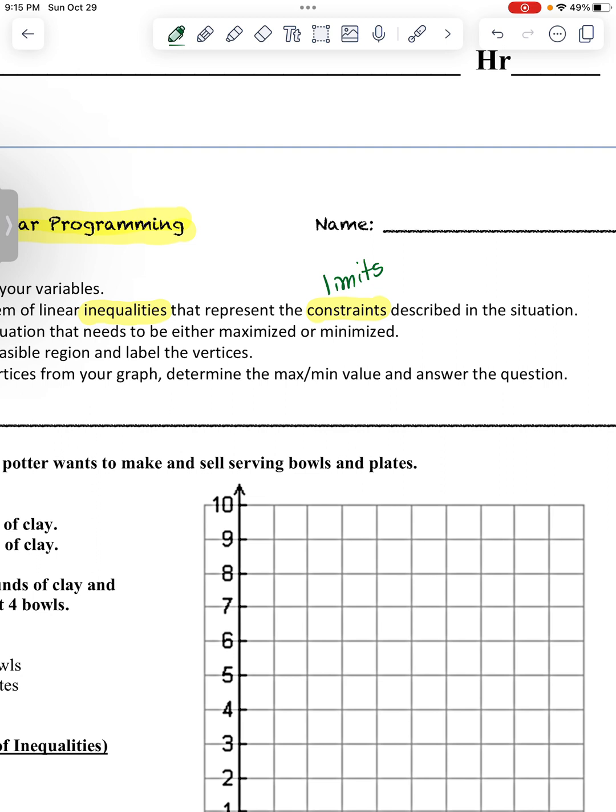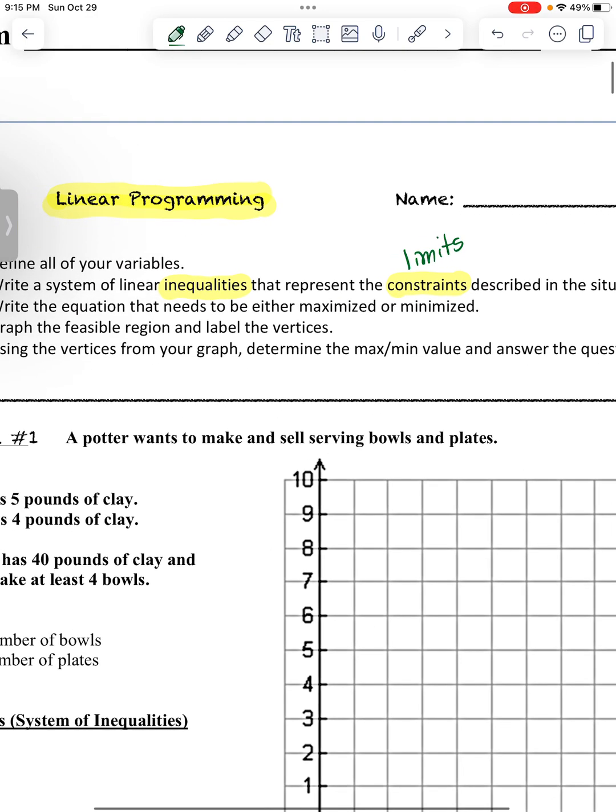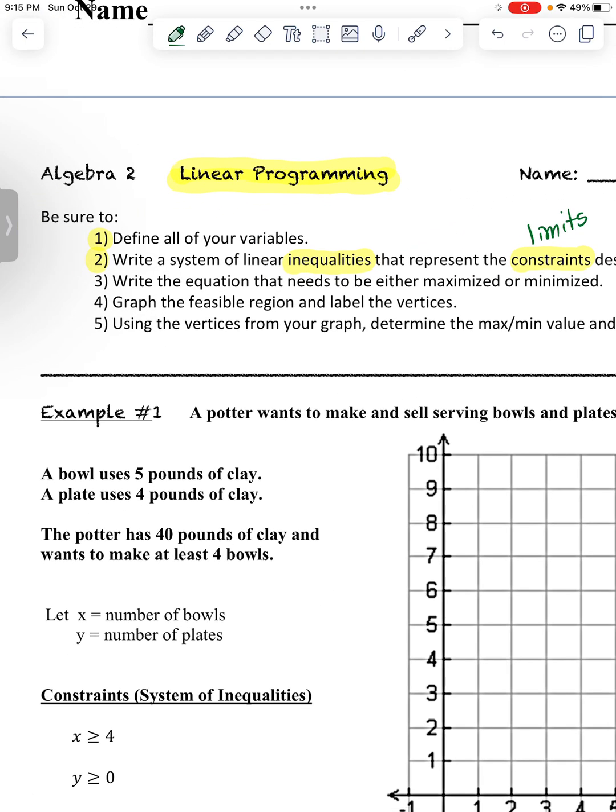So sometimes it's like, oh, I only have $100 to spend. So that's your constraint, your limit on money. Maybe you are making cookies, but you only have so much flour, and so on. So anything that limits what you can do is what you're going to be paying attention to.